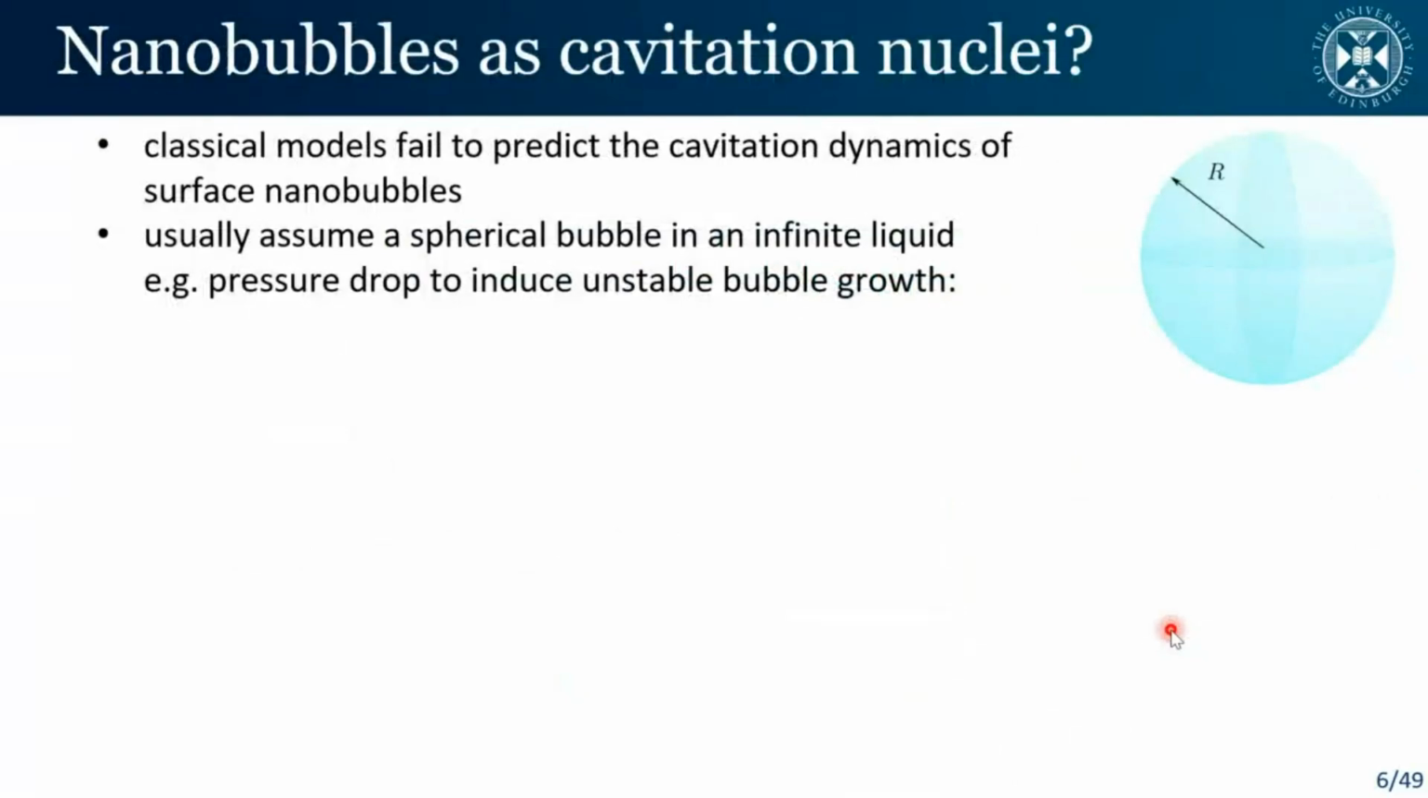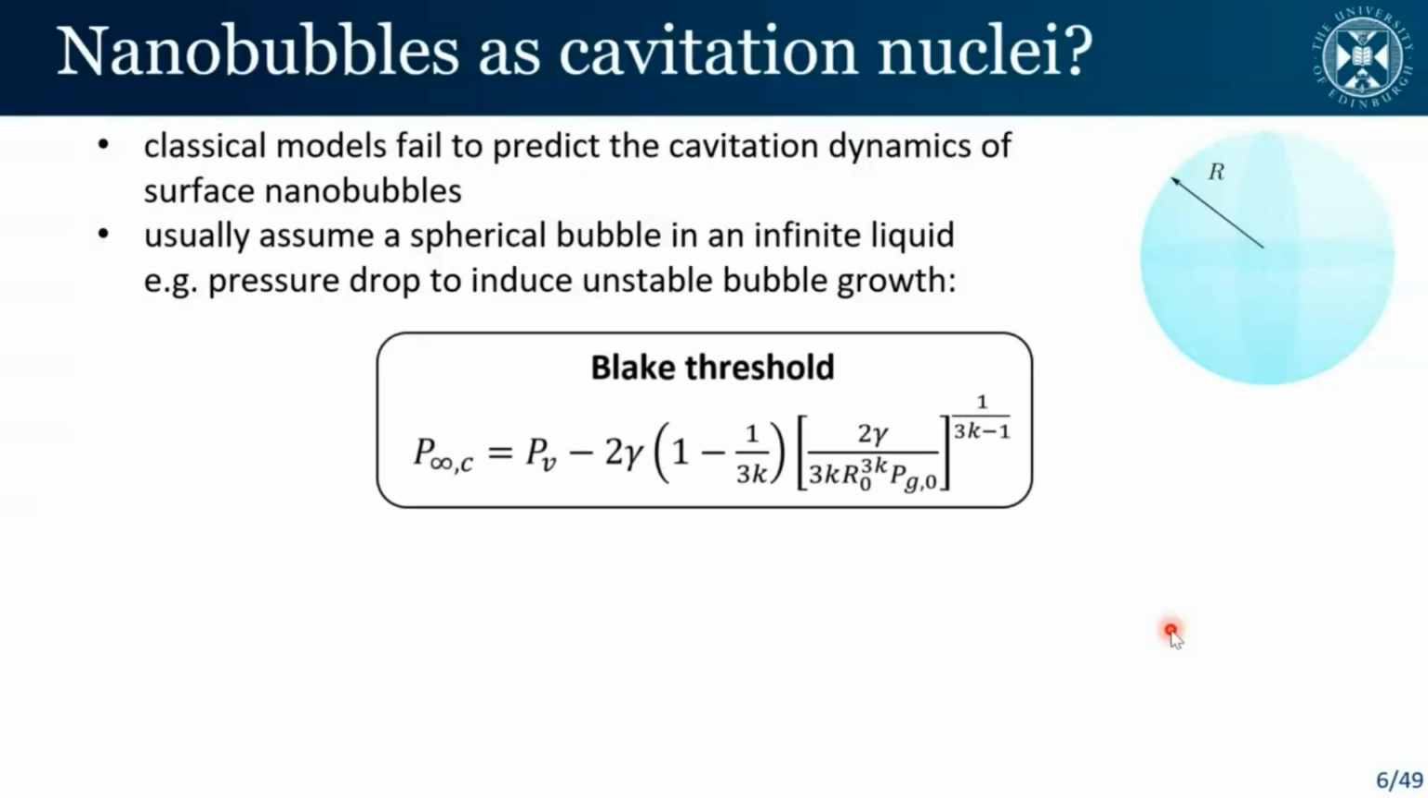So when surface nanobubbles were discovered, it seemed natural to assume that they were the nuclei for cavitation. However, there were many cavitation models that had already been predicted previously, and we found that they were not suitable for surface nanobubbles. So we can have a look at the example here. We have the Blake threshold. This is the pressure drop required to induce an unstable expansion, essentially the onset of cavitation.